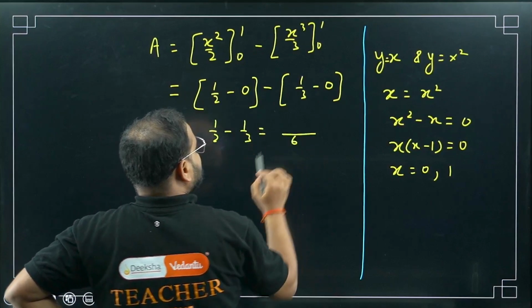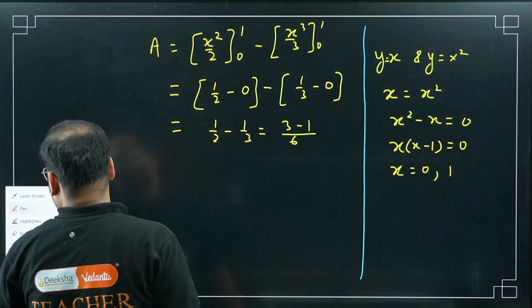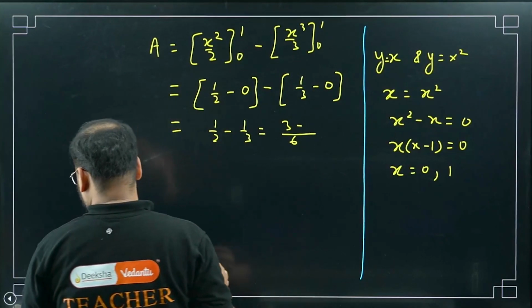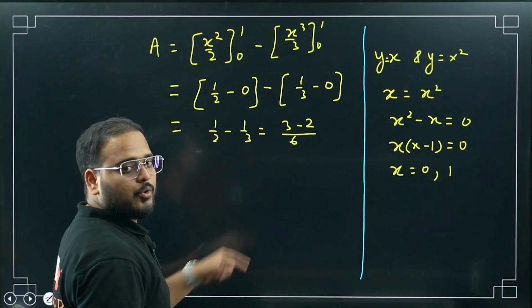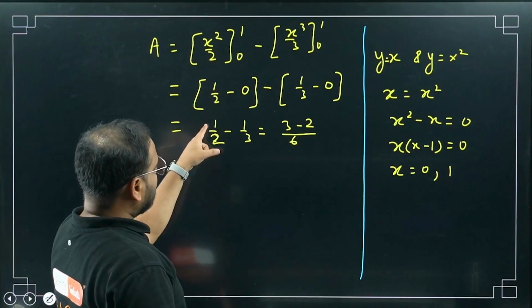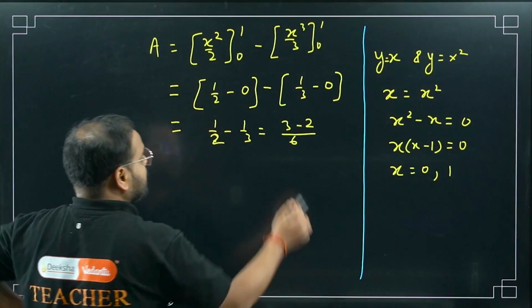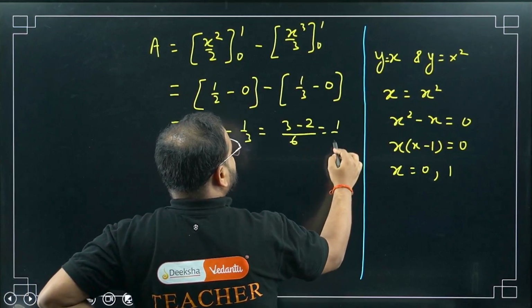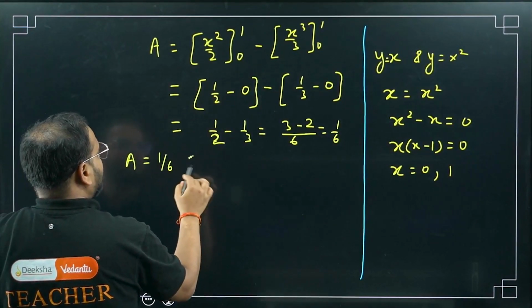Take the LCM. LCM is 6. So 3 minus, not 2. It's not 1. It's 2, bacha. Take the LCM. 2 and 3 LCM is 6. So I have to make equivalent fractions. I'll make 3 by 6 and 2 by 6. So 3 minus 2, simply 1 by 6. This is my area A. A value is 1 by 6 square units.